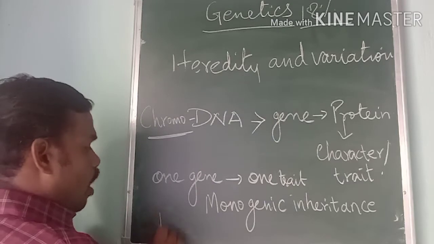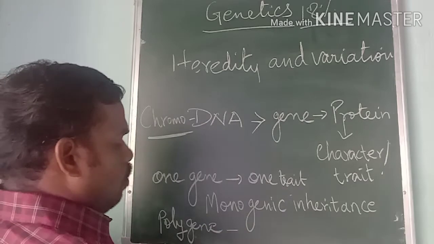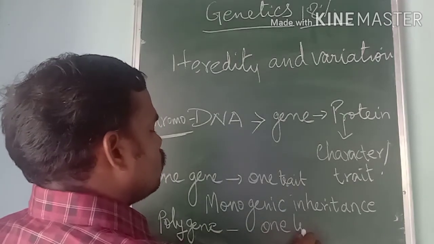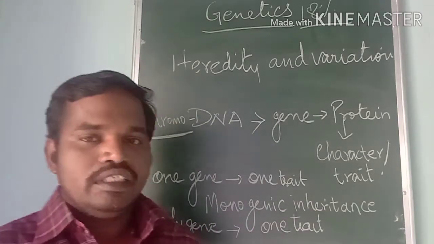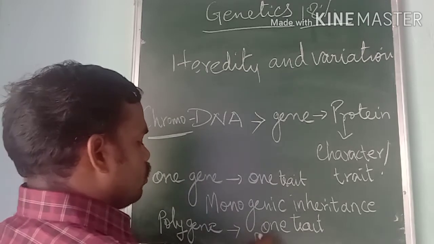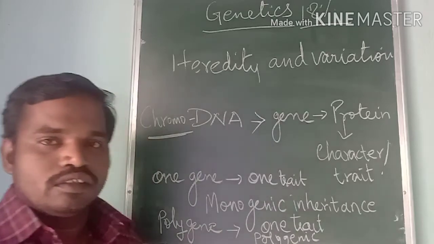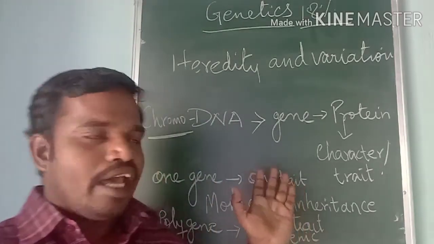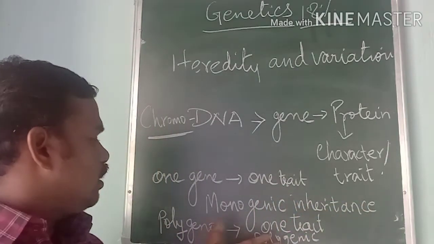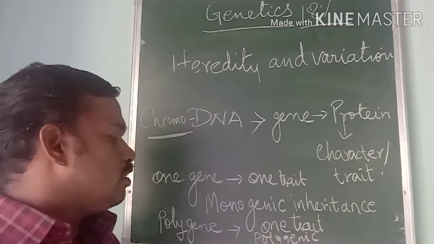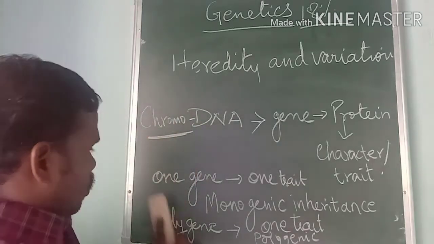So polygenic: in certain cases, one character is controlled by many genes. We call this polygenic inheritance. Do you understand? If one trait or one character is controlled by one gene, that's known as monogenic inheritance. If many genes control one trait, it's polygenic inheritance. Do you understand? Okay, fine. So now you are very clear.